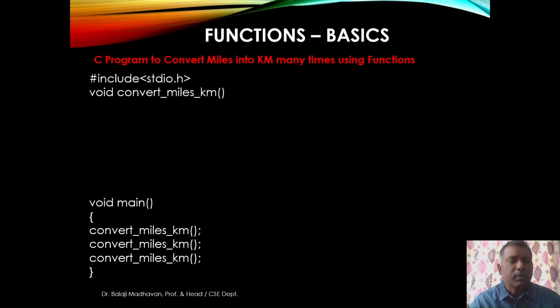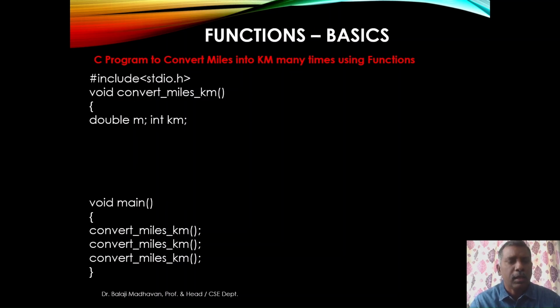And in that program, see here, this is the conversion program in which I am going to convert miles into kilometer, and it is not going to return any data, so my function type is void here, and this is the name of the function, and this is the open parenthesis. Inside this there is nothing, meaning there is no parameter being passed from the main function to this function.